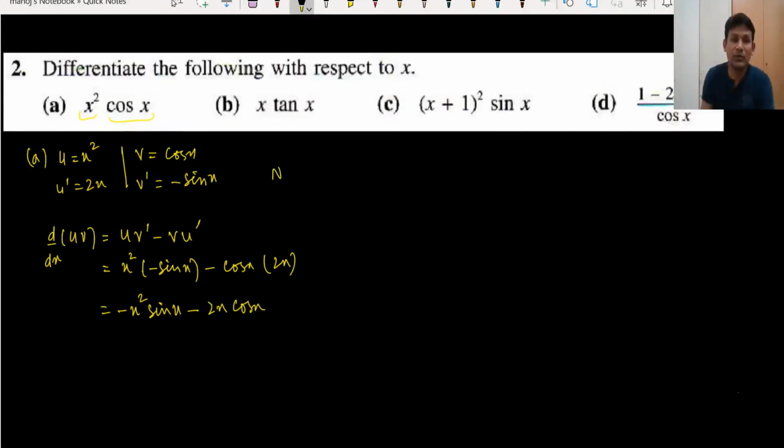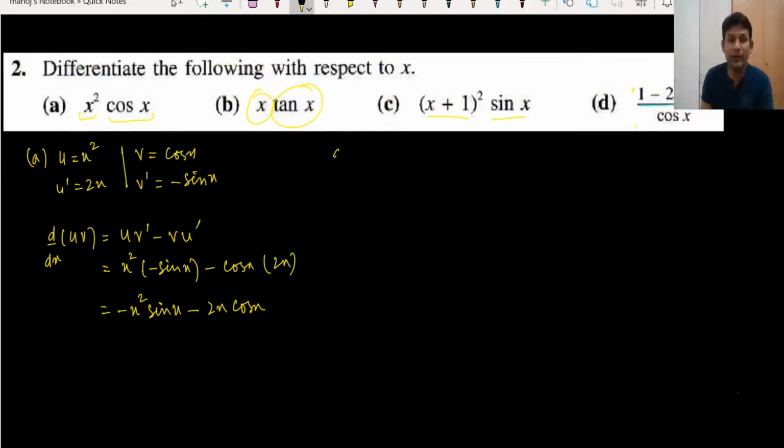Please note one very important thing, that whenever you have cos 3x, like this angle, angles are never affected by anything. Plus, minus, multiply, divide, angles are never affected by anything. Here that's why 2x is the coefficient. So here we apply the same u and v, and this is u upon v.